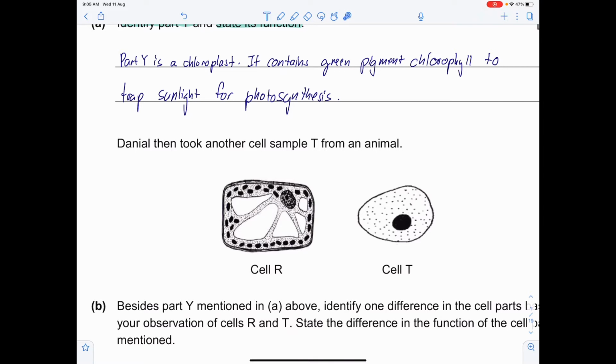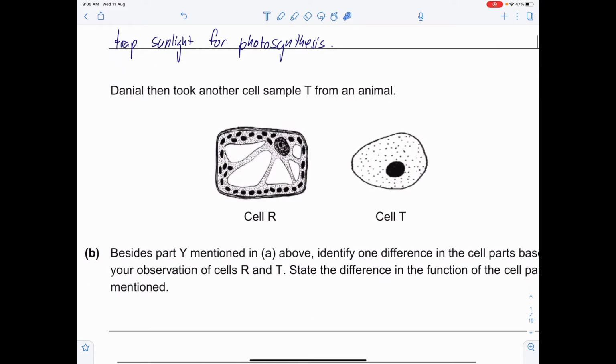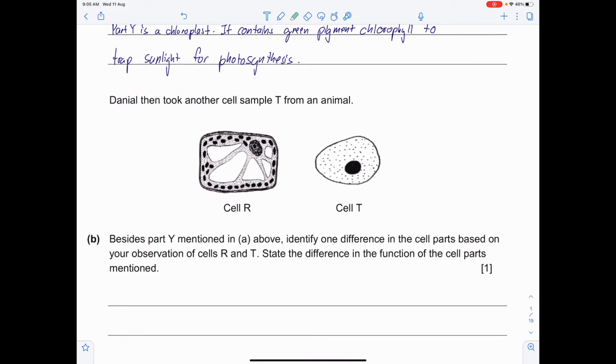Daniel then took another cell sample T from an animal. Now, besides part Y mentioned above, identify one difference in the cell parts listed in your observation of R and T. So for cells, there are three components that I would say are common between your plant and your animal cells. It doesn't matter whether it is plant or animal cells, they are common. Okay, what are they? They are your nucleus, cytoplasm, as well as your cell membrane.